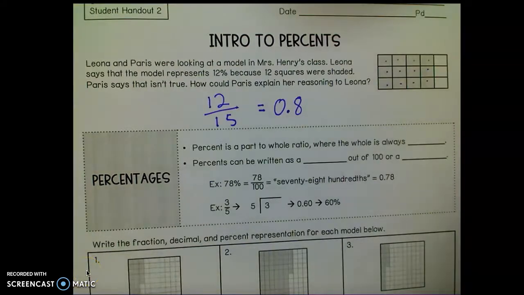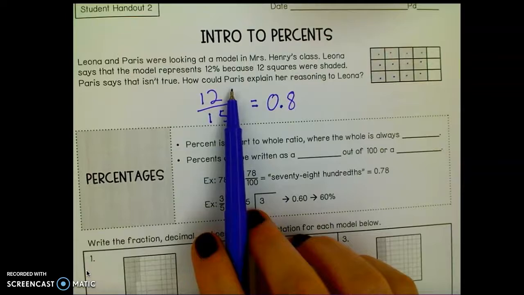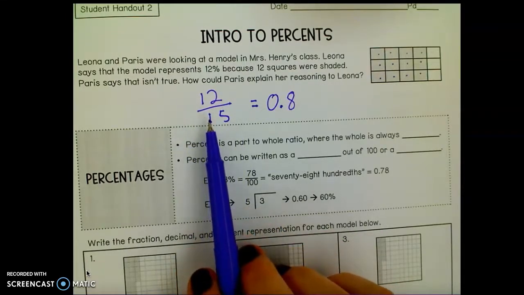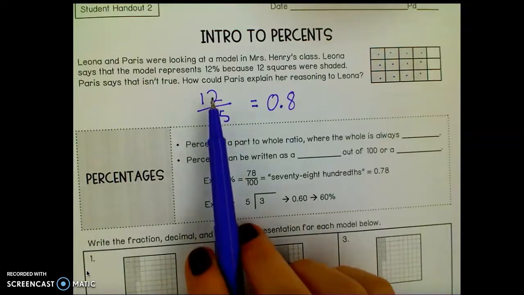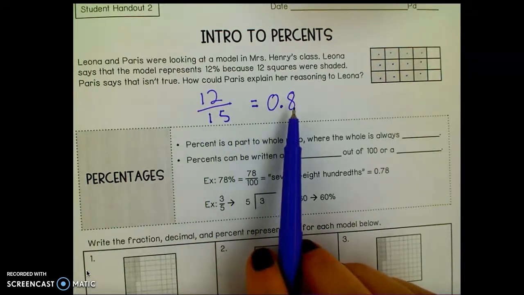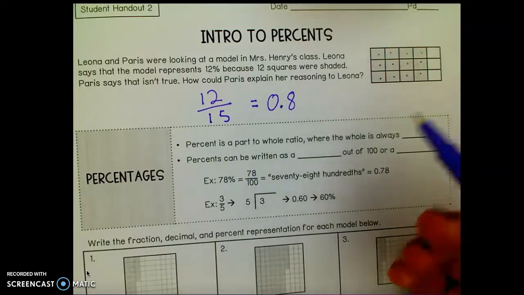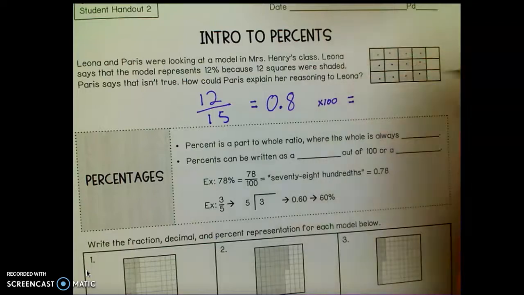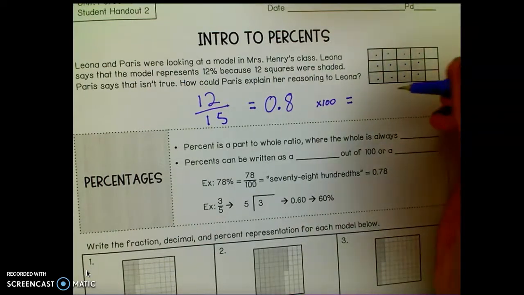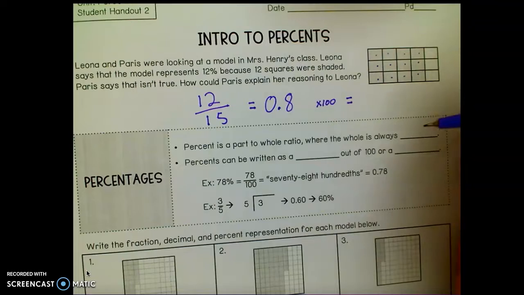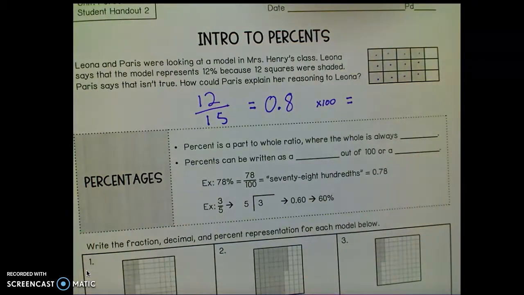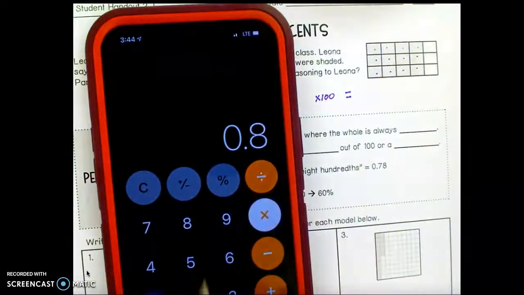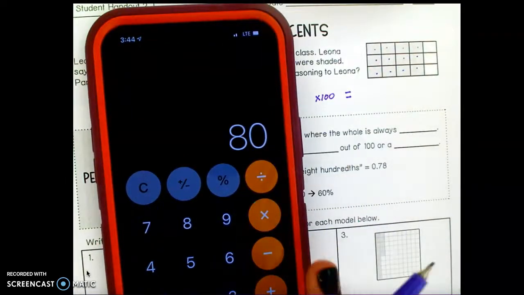Okay, so Paris could explain her reasoning by saying there are 12 shaded parts out of 15 total pieces. Now if I divide that, I get 0.8. Then I need to change that to a percentage by multiplying by 100 or moving the decimal 2 places. Now, it might be tricky to say this is 8%, but it's not. Let's look at our calculator. There's 0.8, and I'm going to multiply it by 100. Oh, it's 80%.